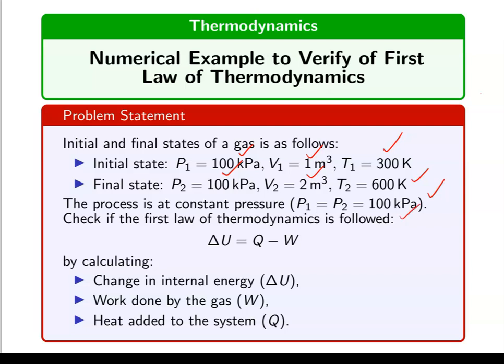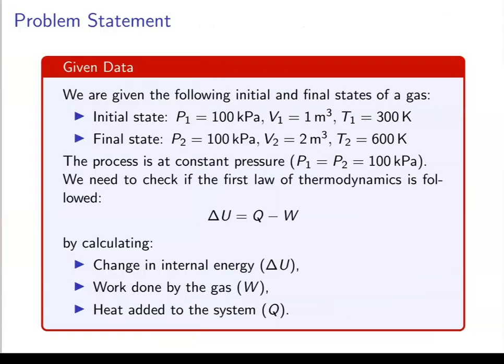So del U is equal to Q minus W. By calculating change in internal energy del U, work done by the gas W, and heat added to the system, we can verify the first law of thermodynamics. Now, the given data, we already talked about those things.